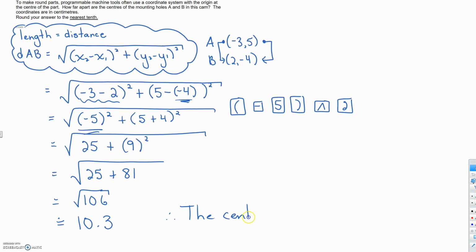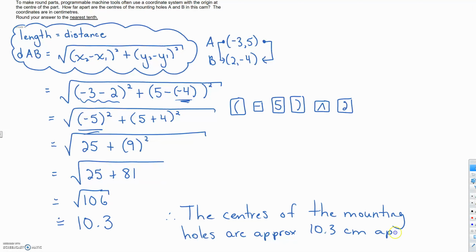The centers of the mounting holes. Don't write that they are. They are approximately 10.3 centimeters apart. Okay. The word approximately, or you can use the word about, is extremely important in this case because you did round. It's not exactly 10.3.